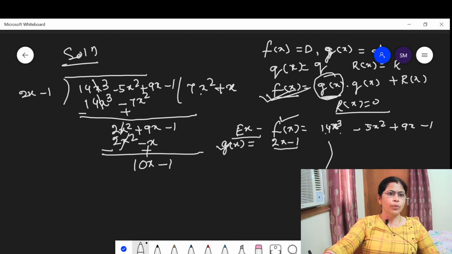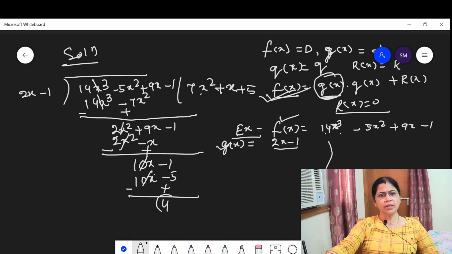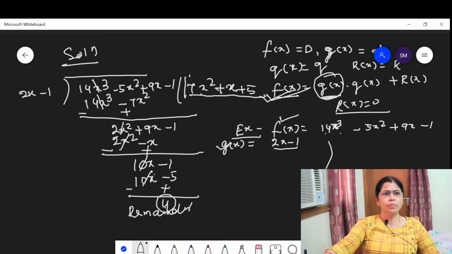Then from 2x to get 10x, you have to multiply by 5. 5 into 2x is 10x, and 5 into minus 1 is minus 5. When you subtract, the 10x cancels and we get 4. Next we cannot proceed, so this is the remainder. 4 is the remainder here. Then what is 7x square plus x plus 5?